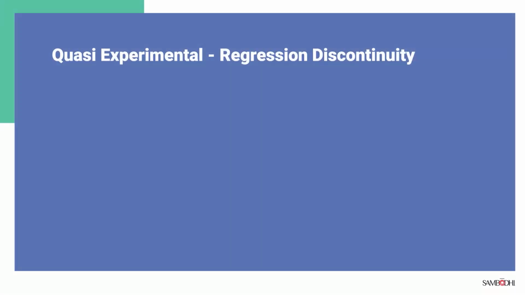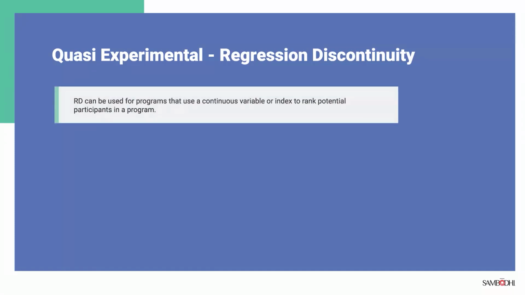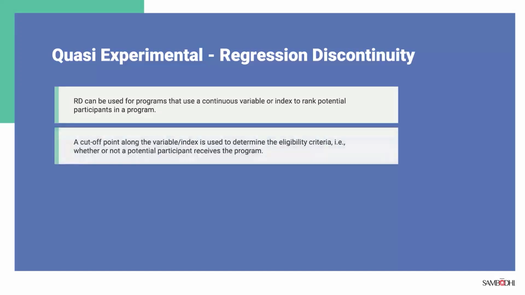Regression discontinuity is another approach of quasi-experimental research. It is an approach that is used for programs that use a continuous variable to index, to rank potential participants in a program. This method can be used when there is some kind of criterion that must be met before people can participate in the intervention being evaluated.